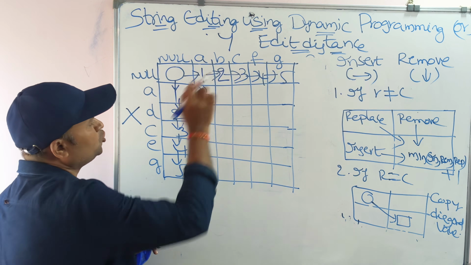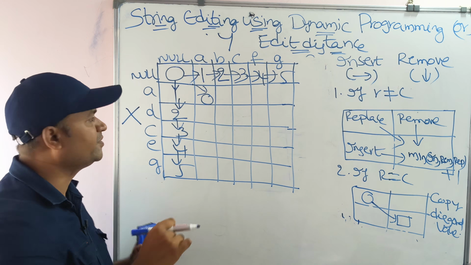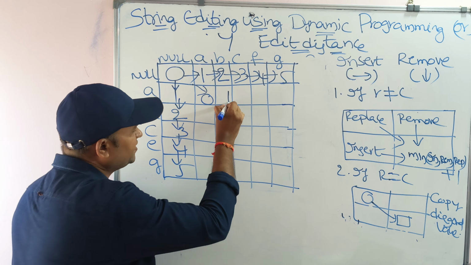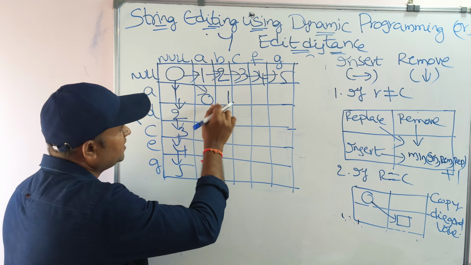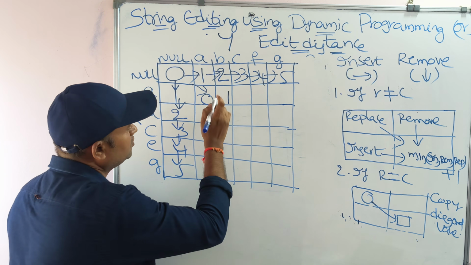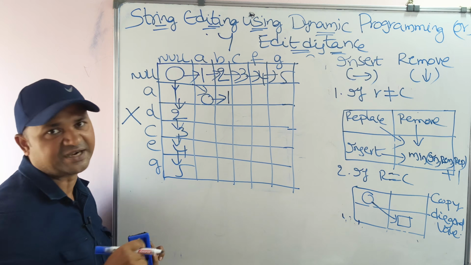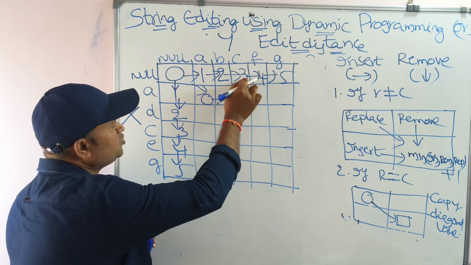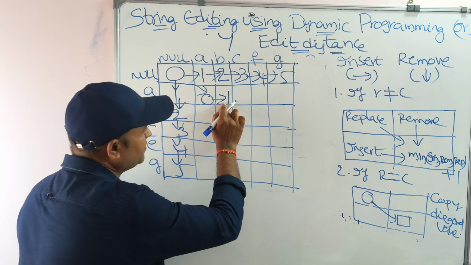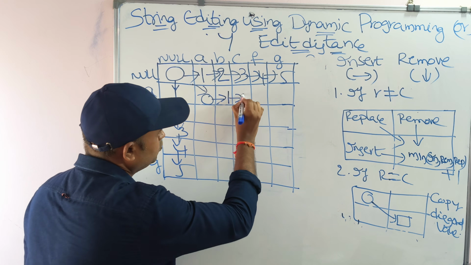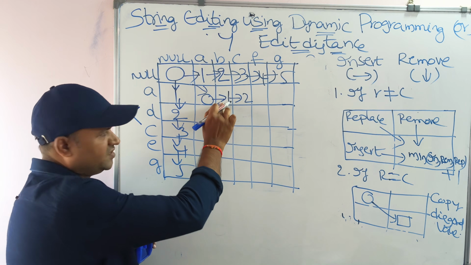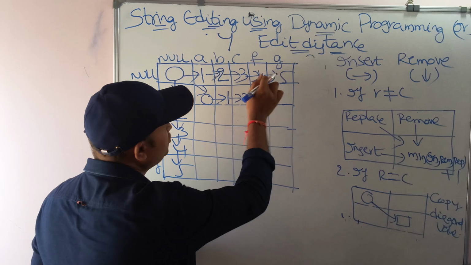So out of 1, 0, 2, which is the minimum? 0 is the minimum. So 0 plus 1 means 1. Insert means here this 1 is coming from this 0. So use horizontal arrow. Next, out of 1, 2, 3, which is the minimum? 1 is the minimum. So 1 plus 1, 2. This 2 is coming from this 1. So use horizontal arrow.